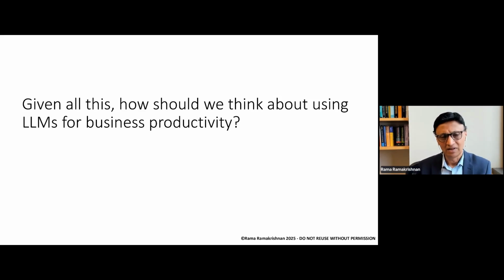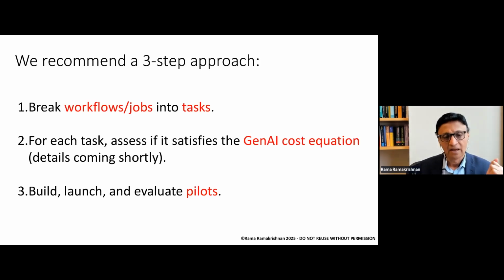But given all this, the big question, of course, is how should we think about using LLMs for business productivity? You have a business process, which is perhaps a knowledge work-based business process. You have a lot of people doing it, and you're curious if you can use an LLM to automate some or part or all of it, and you're trying to figure out how to think about this. So what I find helpful is to take a three-step approach.